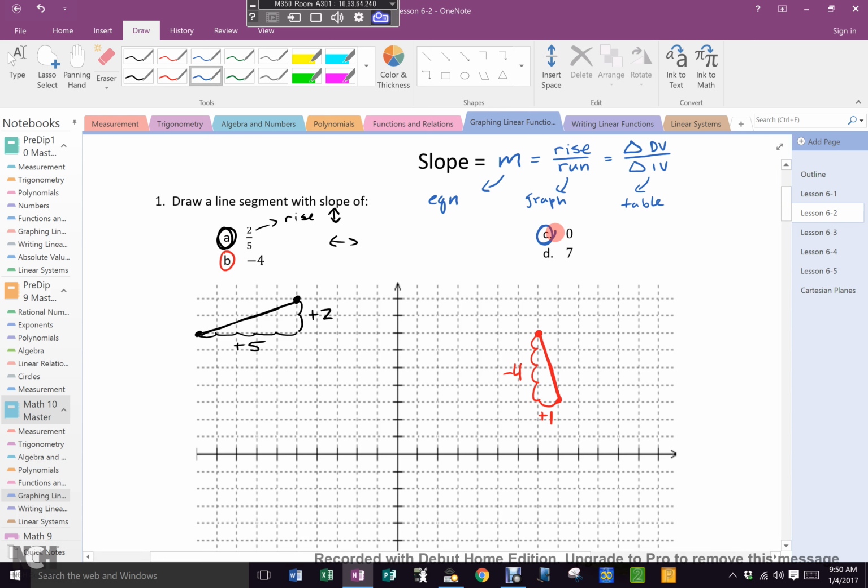C I will do blue. 0. So what must my rise be? What's the only way I can have 0 in a situation with a fraction? Am I allowed 0 over 7? Is that okay? I have no pizza. Can I cut it into 7 pieces? No, because I have no pizza. So how much pizza are you guys getting? None. Can I take 7 pizzas and divide them into 0?